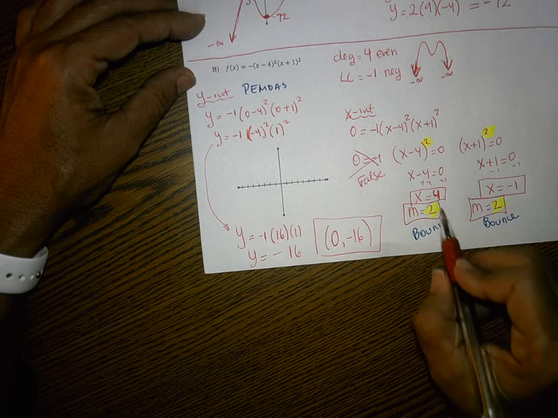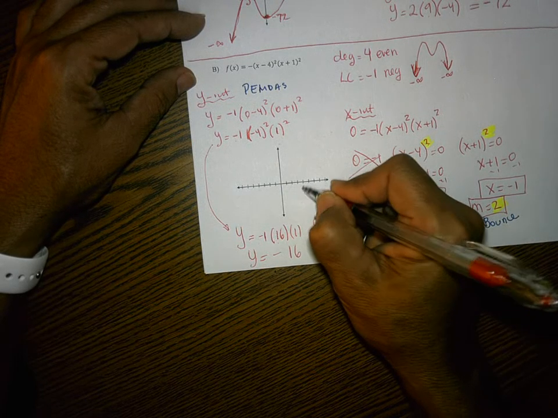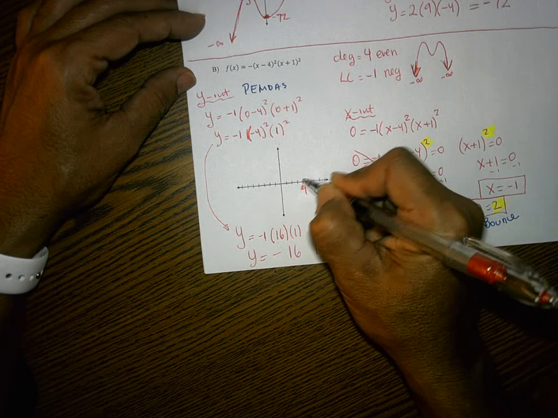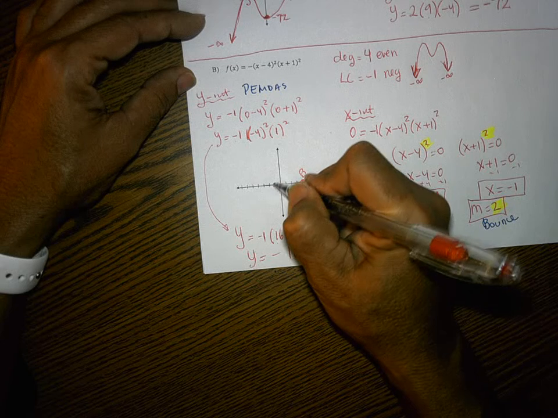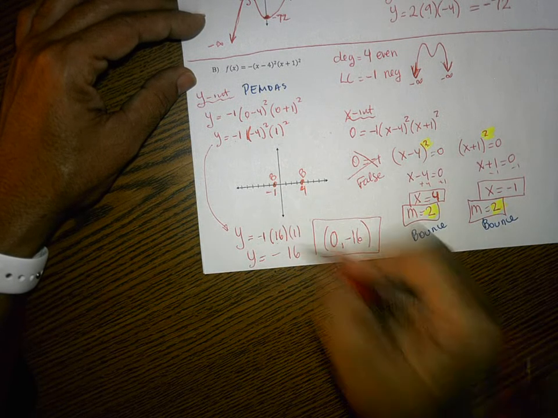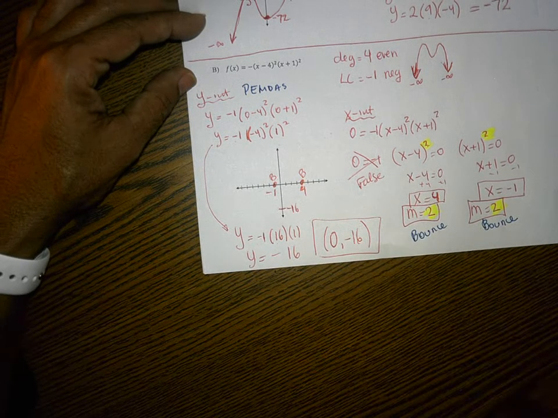X equals 4. 1, 2, 3, 4, right here. Let's put a little x-intercept. Let's put a little b for bounce. Negative 1 is right here. Let's label negative 1. Let's put a little b for bounce. Let's put negative 16 down here. Negative 16. We know that that's our y-intercept. And we're going to make this shape right here happen.